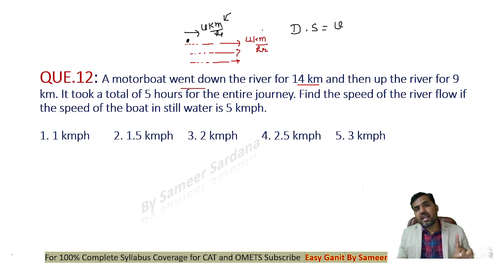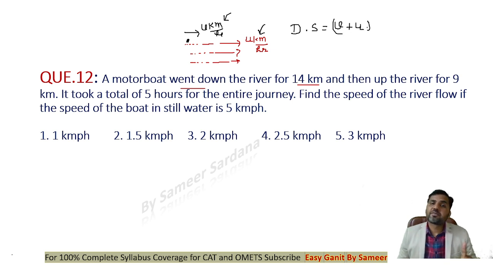Water is running at a speed of u kilometer per hour. So the total speed will be v plus u kilometer per hour. The speed of the water will be added to your swimming speed. So this will be called downstream speed.